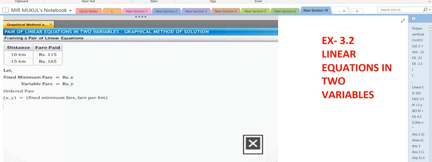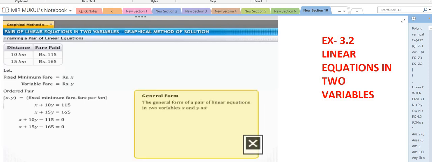Based on the given data, the first equation is x plus 10y is equal to 115. And the second equation is x plus 15y is equal to 165. These two equations can also be written as follows. Based on these equations, we can write the general form of a pair of linear equations in two variables as a1x plus b1y plus c1 is equal to 0 and a2x plus b2y plus c2 is equal to 0, where a1, a2, b1, b2, c1 and c2 are all real numbers, and a1 square plus b1 square is not equal to 0, and a2 square plus b2 square is not equal to 0.